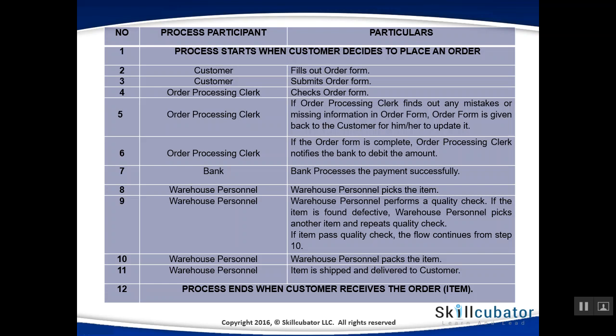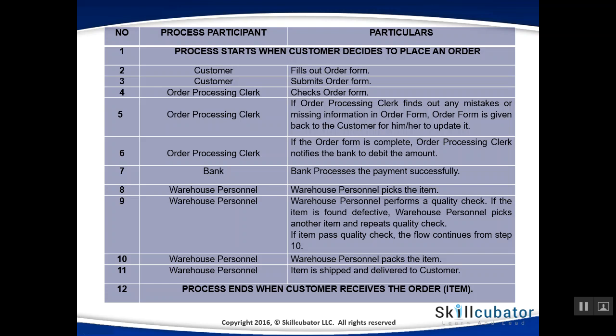Step 10, once the item passes the quality check, the warehouse personnel will pack the item. Step 11, the item is shipped and delivered to the customer. And step 12 is where we complete the process. The process ends when the customer receives the order item. As you can see, the goal of this process is to let the customer make the purchase and deliver the item. That's the goal of the process.